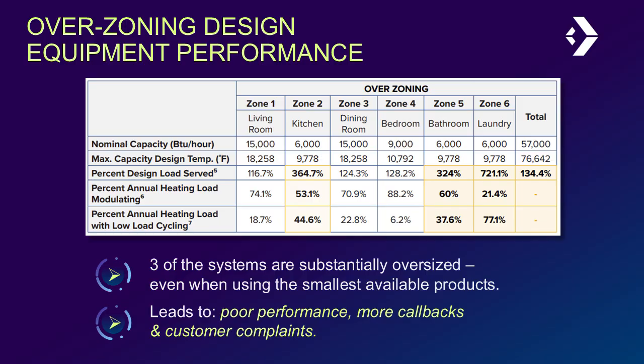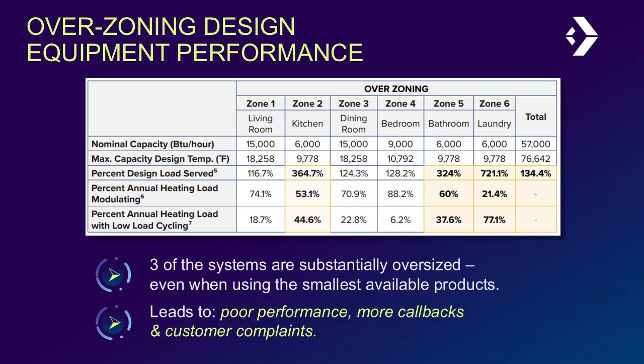324% and 721%. That means those systems are more than 3 to 7 times larger than the actual heating load of those spaces. When that happens, the system can't modulate low enough to match the small load. It ends up short cycling, and that kills both efficiency and comfort. You can also see that in the percent annual heating load modulating column, zones 2 and 5 spend the majority of their runtime cycling instead of modulating smoothly. So even though we're using quality cold climate heat pumps, the overzoning design forces them to perform poorly.